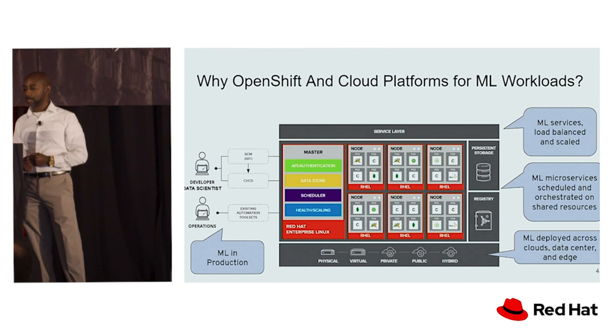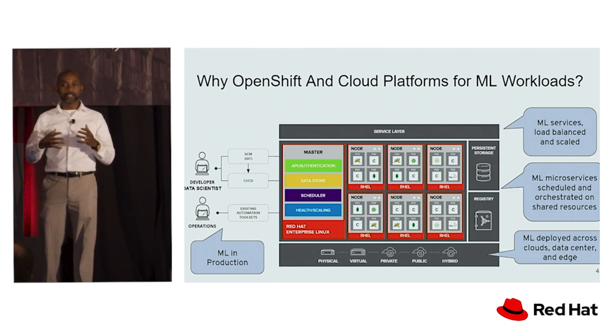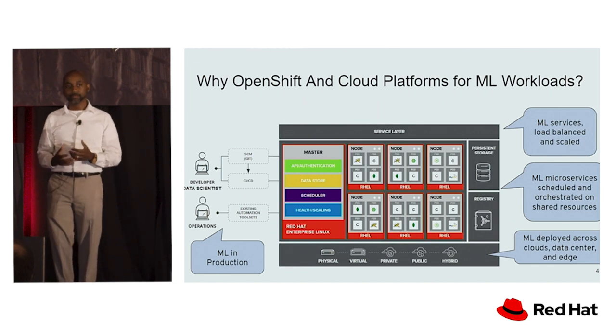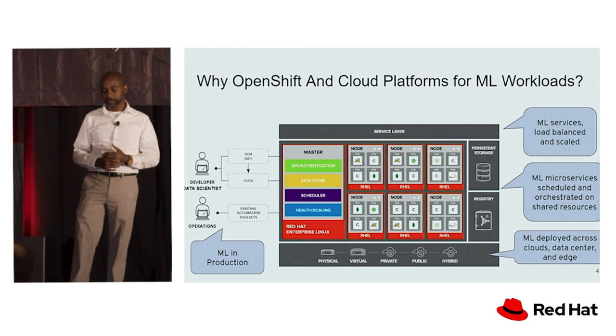So when we look at why OpenShift was so key and so relevant for us to build this platform on top of, the number one thing that stood out is that it gives us such an easy mechanism to deploy something into production. It's very similar to what an application developer would do. You have these iterations of testing something, and you want to push that out.